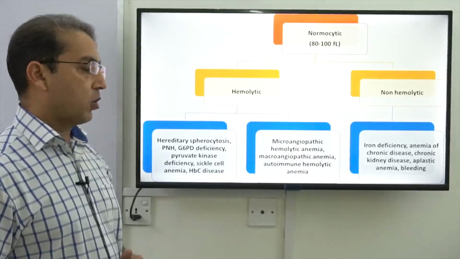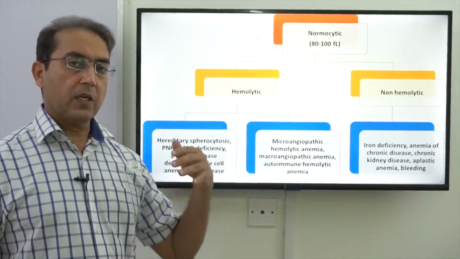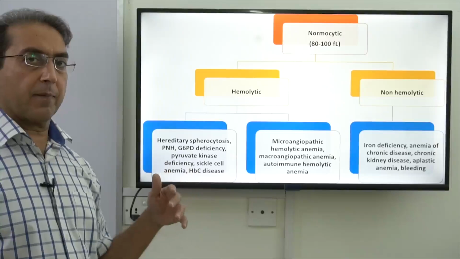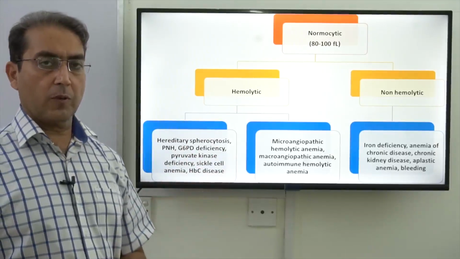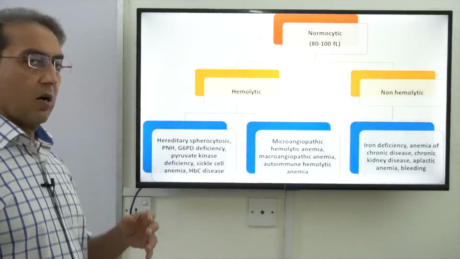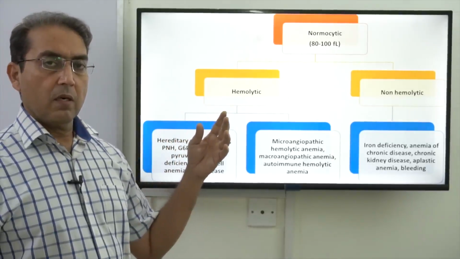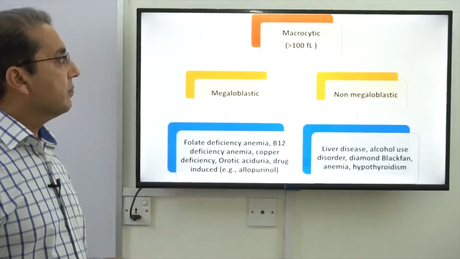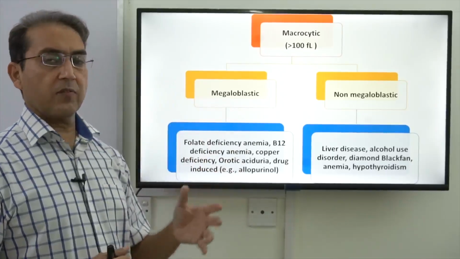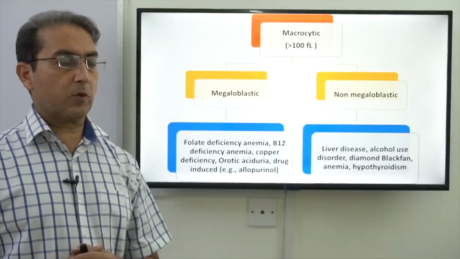Then patients can have autoimmune hemolytic anemia, which may be idiopathic or which may be secondary, part of some other disease. For example, part of leukemias like chronic lymphocytic leukemia. Then we've got macrocytic anemias, in which the size of the RBC is greater than 100 femtoliters.